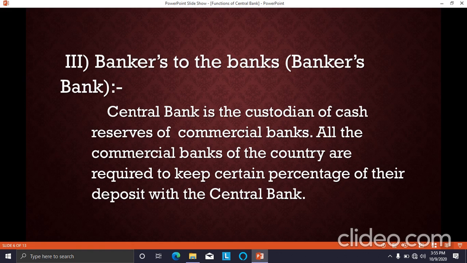So we keep our money with the banks. Banks have to keep a certain percentage of their deposits with the central bank. And central bank gives interest to these banks on the deposit which has been kept by them with the central bank. So this is how central bank acts as the bankers to the government.